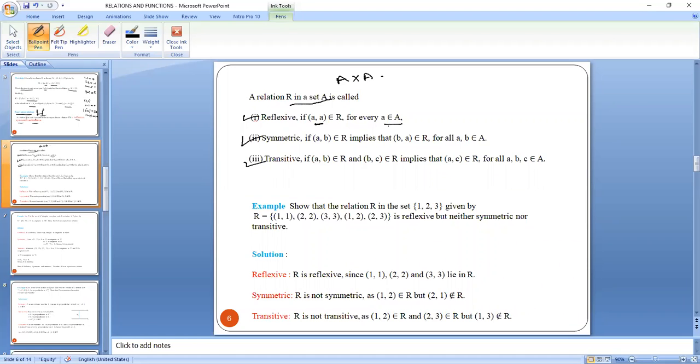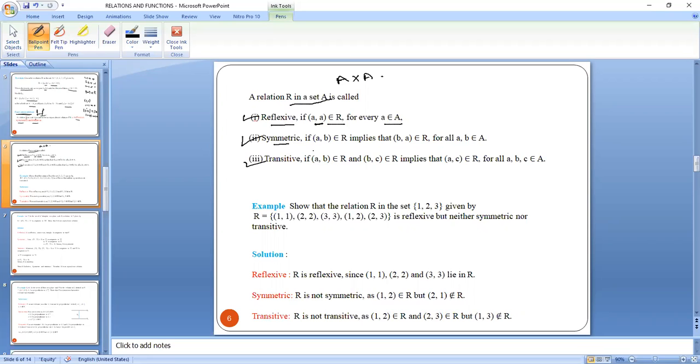Whatever the elements are in set A, there should be an identity relation somewhere, right? For every A, there should be a similar element A. There should be an ordered pair (A, A) belonging to R. We will be doing it with the help of an example also, right? This will be reflexive. When we have (A, A) belongs to R, that relation will be reflexive.